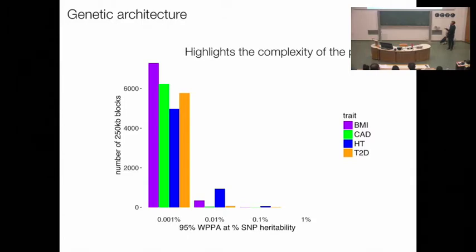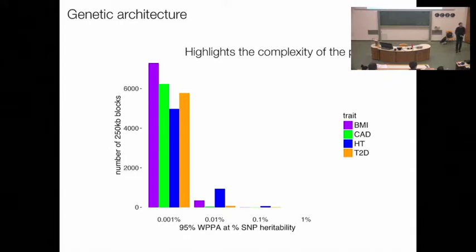So if we take all the markers that we have, we block them into groups, we say, okay, for this window, is it in the model at least 95% of the time? Yes, okay, how much variation does it explain? And we group that in this plot. And this highlights actually the complexity of the problem of studying the genetic basis of disease, because, yep.